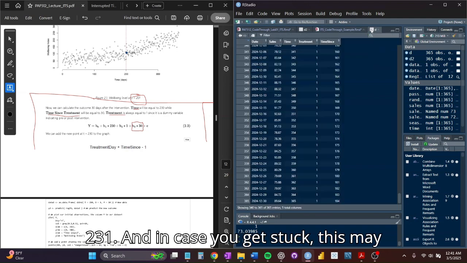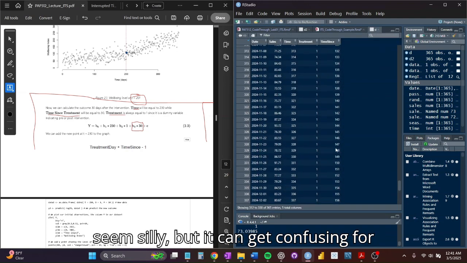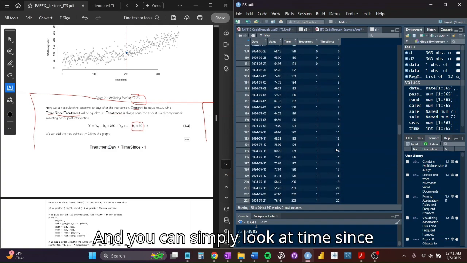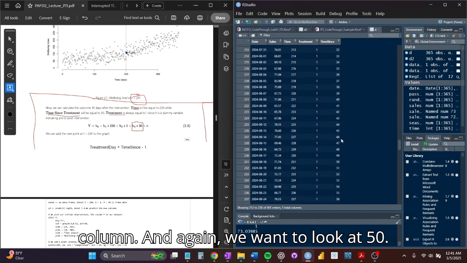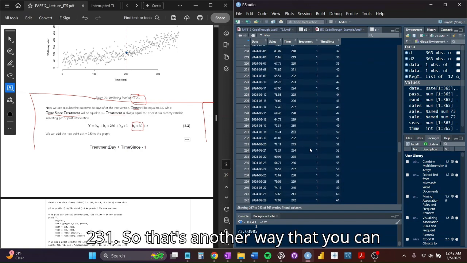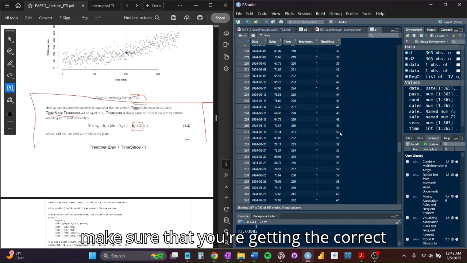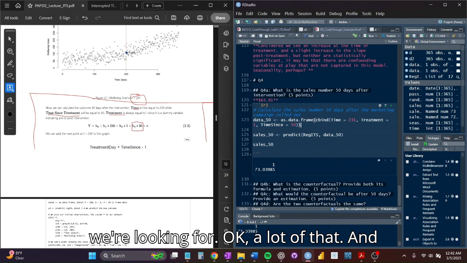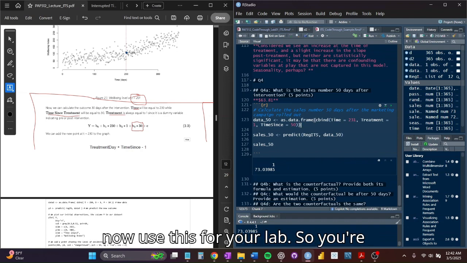And in case you get stuck, this may seem silly, but it can get confusing for some students. You can go to your data, and you can simply look at the time since column. And again, we want to look at 50. So time since 50, our time is actually 231. So that's another way that you can make sure that you're getting the correct time value for the time since value that we're looking for. Okay, a lot of that. And now use this for your lab.